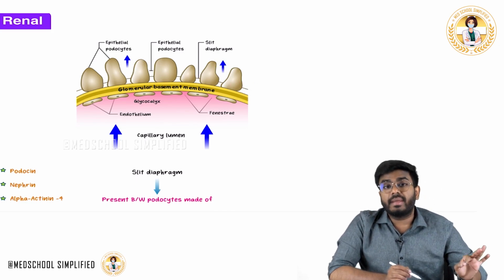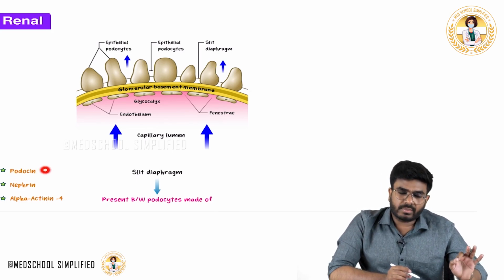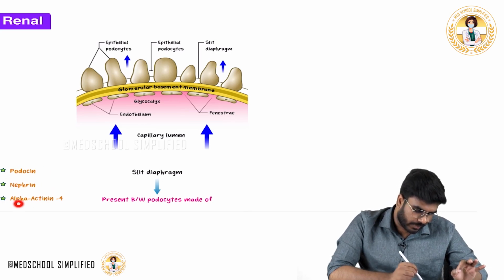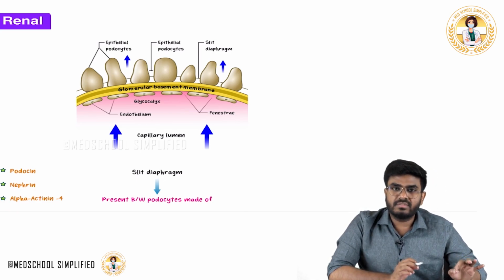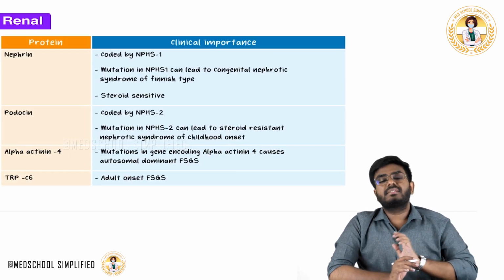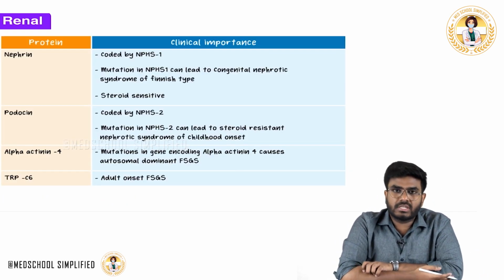The slit diaphragm is made up of some important proteins, like podocin, nephrin, and alpha actinin 4. Podocin, nephrin, alpha actinin 4, all these are important substances which form the slit diaphragm. Now, let's discuss some important pathological correlations.